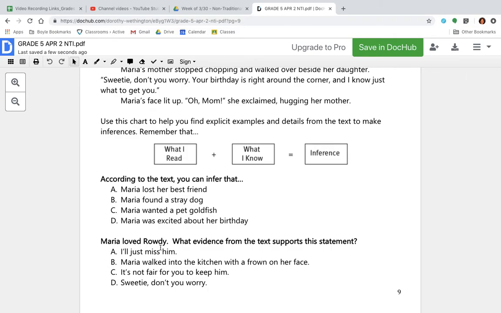Maria loved Rowdy. What evidence from the text supports this statement? A. I'll just miss him. B. Maria walked into the kitchen with a frown on her face. C. It's not fair for you to keep him. Or D. Sweetie, don't you worry.